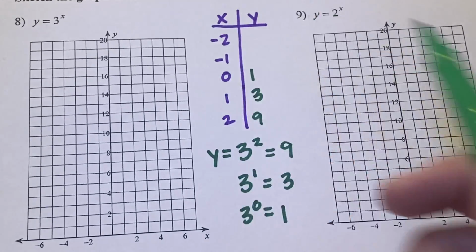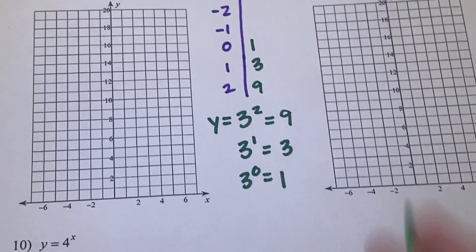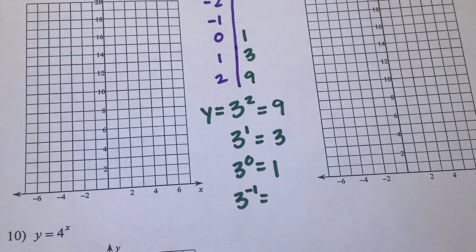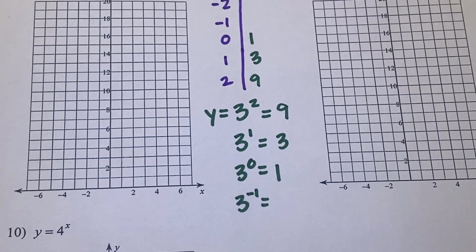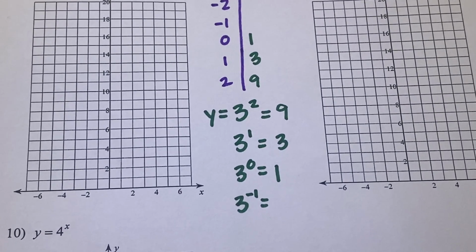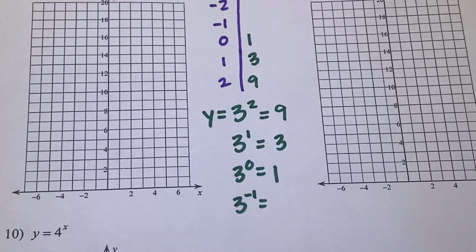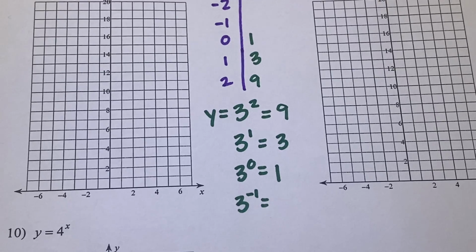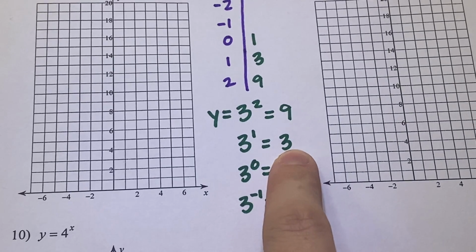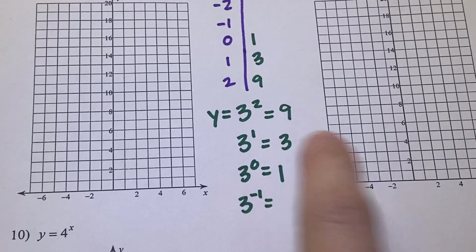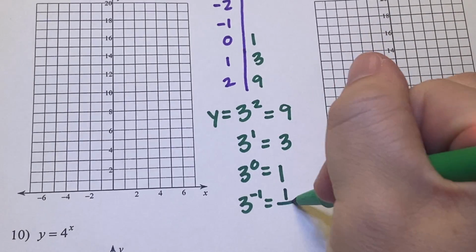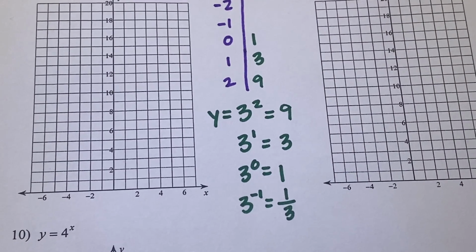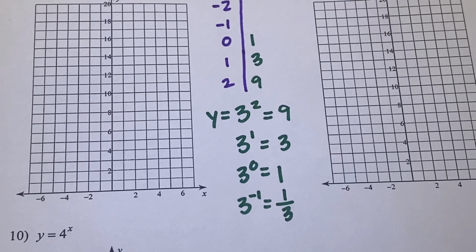Now we have negatives. So now we have 3 to the power of -1. This is going back to our exponent rules from last year. What happens when we have a negative exponent? It flips, okay? So instead of 3 or 3 over 1, it becomes 1 over 3. That negative exponent flips it, turns it into a fraction.